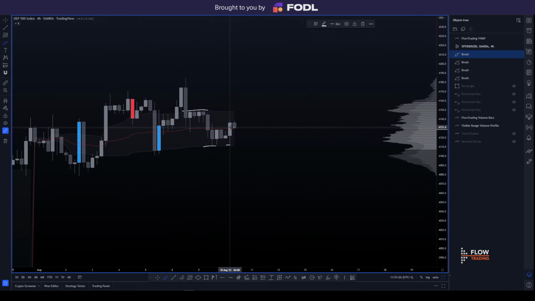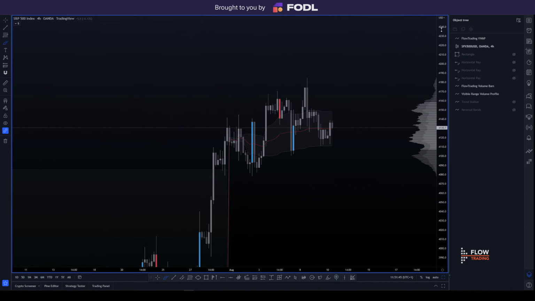Now we are testing the current month VWAP, right? So if we lose this, then we're heading back here again, around about 4,100 points. If we hold it as support, then again we go back to the highs and see what happens there, 4,150 points. Okay, so that's what I'm seeing here on the 4-hour chart.